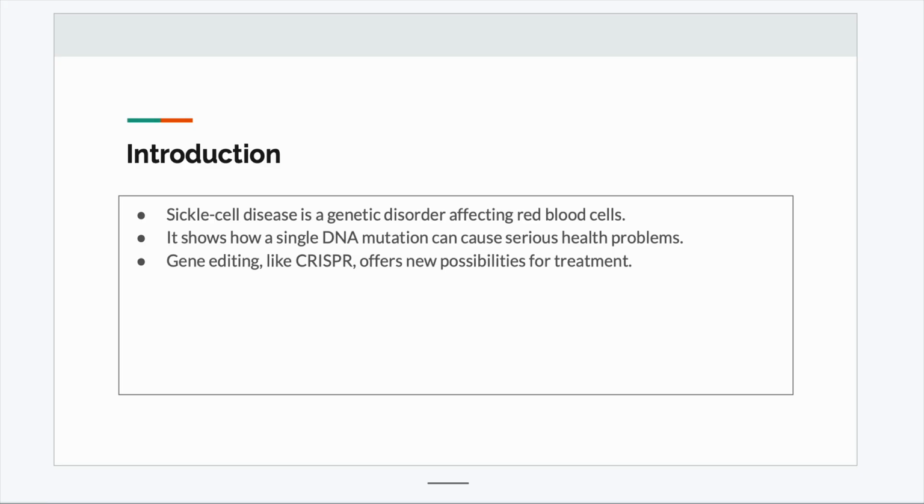What is sickle cell disease? Sickle cell disease affects the shape of red blood cells. Instead of being round and flexible, the cells become stiff and curved, or sickle shaped. These sickle cells can't move smoothly through blood vessels. They get stuck, block blood flow, and break apart easily. That's why people with this condition often experience pain crises, anemia, and sometimes organ damage. All of this starts from one mutation in the hemoglobin gene.